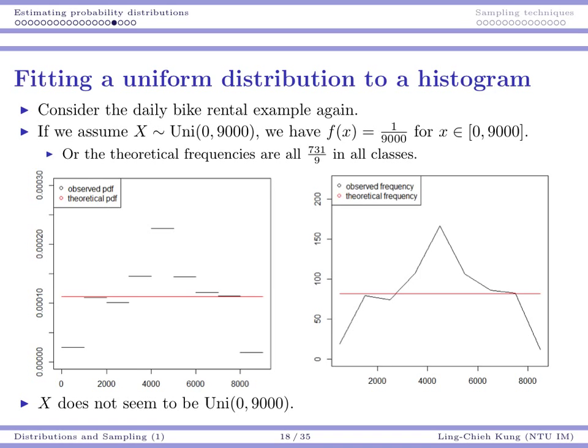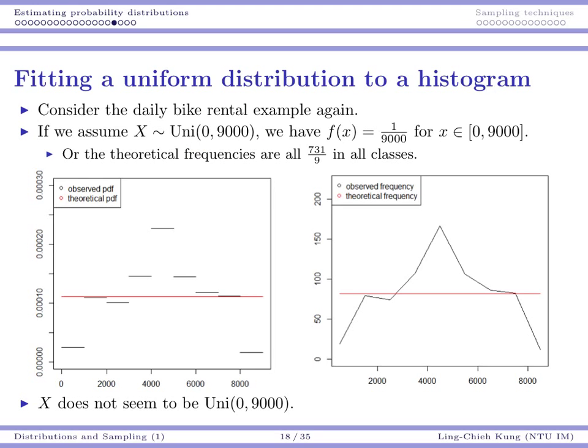So for example, I observe these black lines. That's my observed data. If you draw it as a PDF, then it's something like this. Or if you draw it as a frequency polygon, it's something like this. It's basically your histogram, right? Suppose, for no reason, I want to use a uniform distribution to fit this data set. Then I need to specify the beginning and the ending value. Let's assume that I use 0 and 9,000.